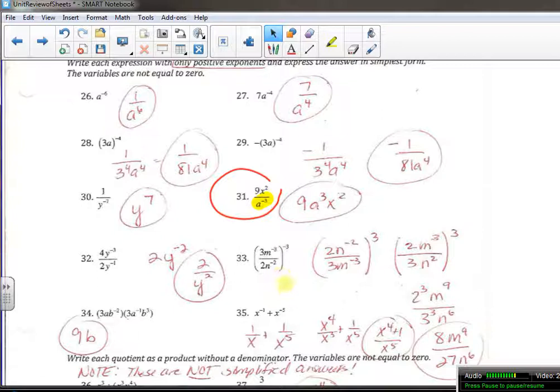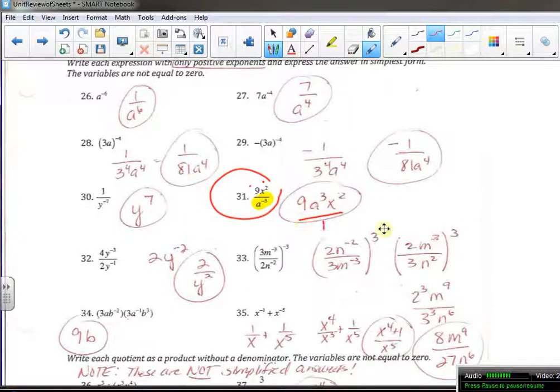And where do you move things? Well, if they start out at the bottom, you move them to the top. If they start at the top, you move them to the bottom. But only move what has a negative exponent. Leave everything else alone. So here we leave the 9 on top. We leave the x squared on top. When you move a to the minus 3 up, there's nothing left on the bottom, and we don't write denominators of 1.